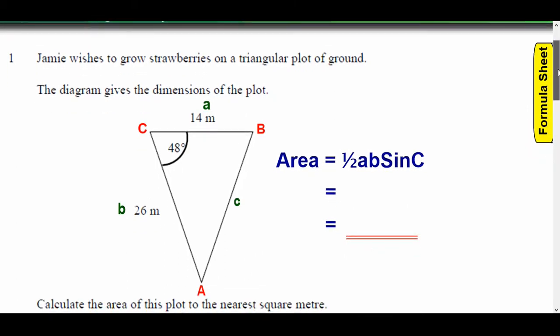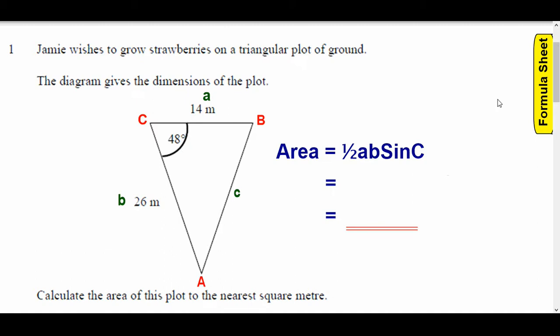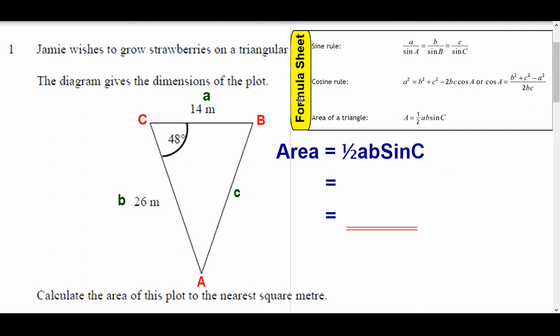So Jamie wishes to grow strawberries in a triangular plot of ground. The diagram gives the dimensions of the plot. Calculate the area of the plot to the nearest square metre. Now the first thing you need to realise is this is an area of a triangle question. So you go to the formula sheet and you're presented with these three formulas.